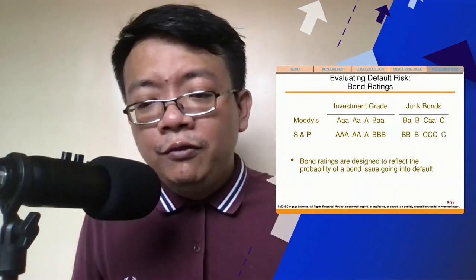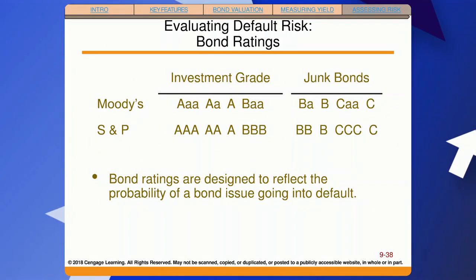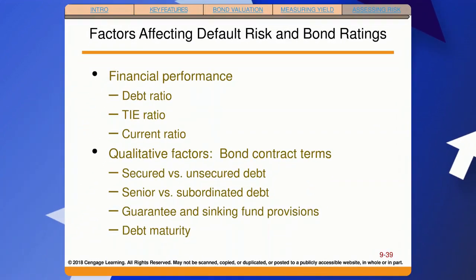So in terms of evaluating your default risk, bond rating, you have Moody's and you have S&P. Again, AAA, AA, A, BBB. Ang junk bonds naman, BB, B, CCC. Bond ratings are designed to reflect the probability of the bond issue going into default. So yan ang ibig sabihin ng ating bond rating. Okay? Alright.